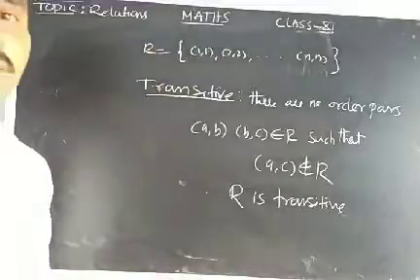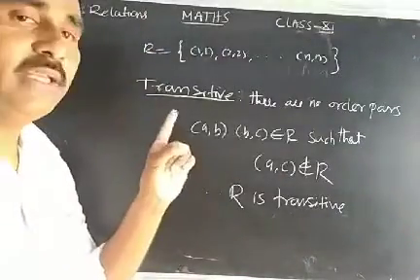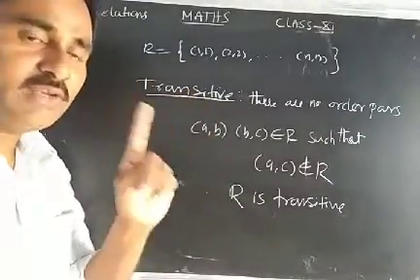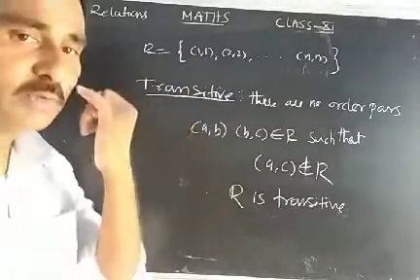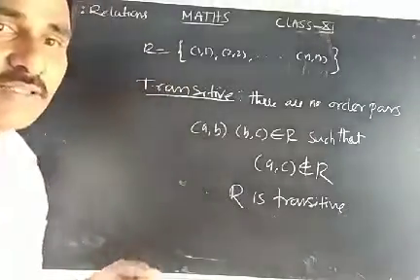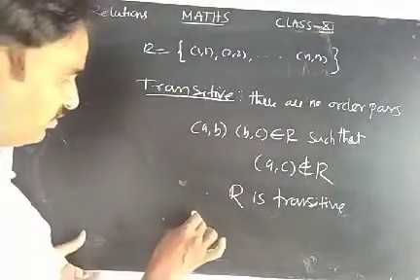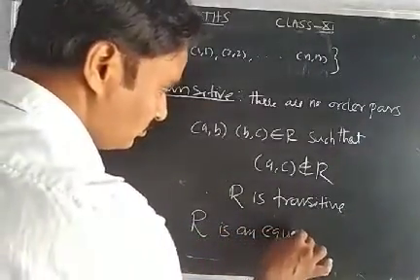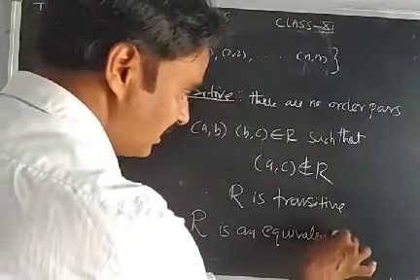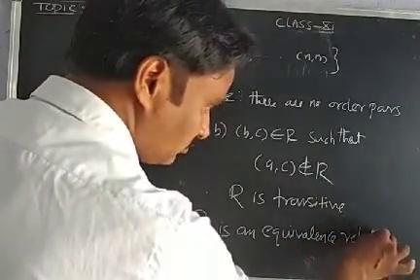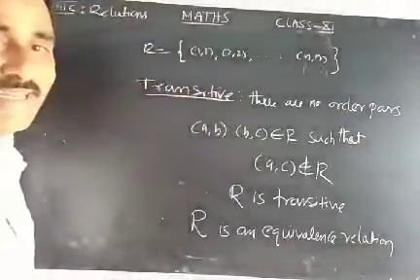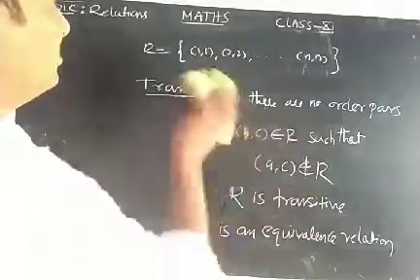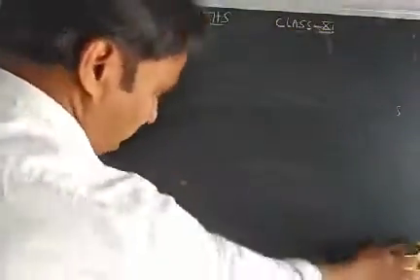See here, this relation is satisfying the reflexive property, symmetric property and transitive property. If any relation satisfies the reflexive, symmetric and transitive properties, then that relation is known as an equivalence relation. Therefore, here we can say R is an equivalence relation. Why? Because it is satisfying reflexive, symmetric and transitive conditions. Okay, right.